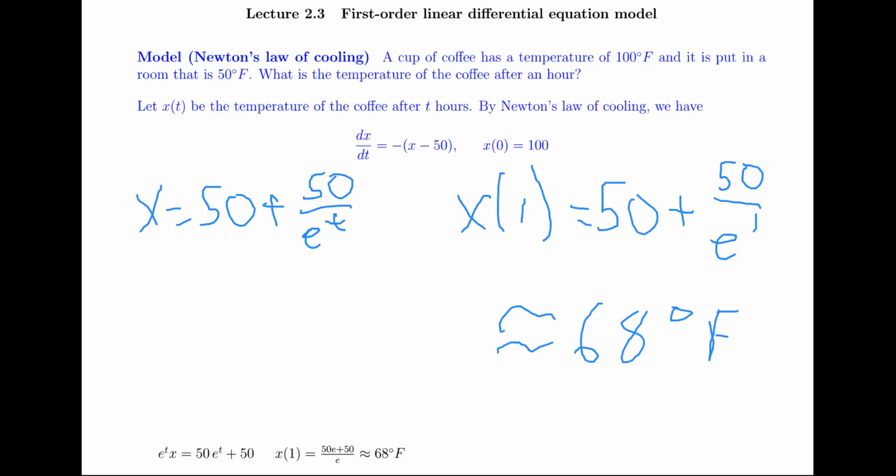We have finished out this problem, and that actually will end our videos for section 2.3 for right now.